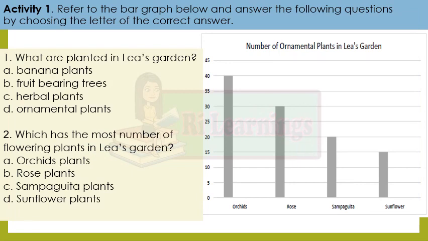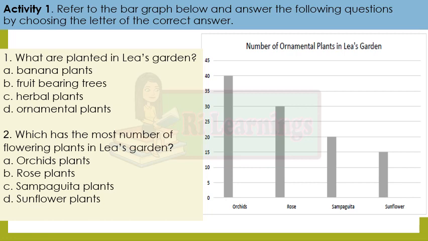Activity 1. Refer to the bar graph below and answer the following questions by choosing the letter of the correct answer. 1. What are planted in Lee's garden? A. Banana plants. B. Fruit-bearing trees. C. Herbal plants. D. Ornamental plants.